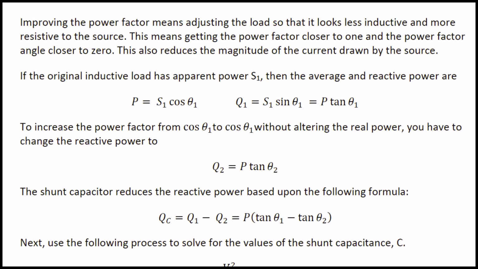So the formulas we use to do this are that if the apparent power is S1, then P1 is S1 cosine theta 1, and Q1 is S1 sine theta 1, or P tangent theta 1. So you're going to model the original system by finding the values for P, Q1, and S1. Then we need to find our new reactive power Q2 by using the same P, but now the new theta 2. So Q2 would be P tangent theta 2. And then I find the value of the reactive power for the capacitor by using QC equals Q1 minus Q2, or P times (tangent theta 1 minus tangent theta 2).